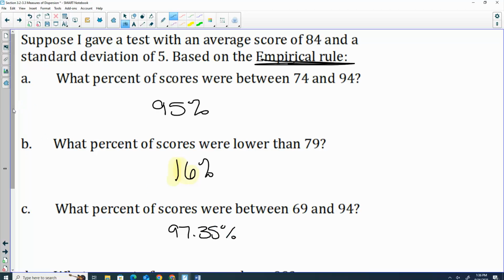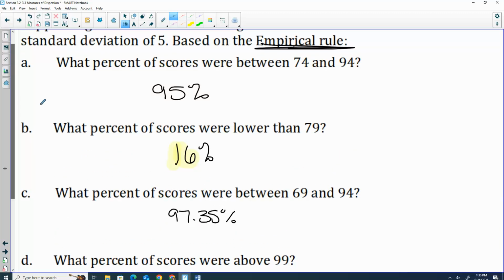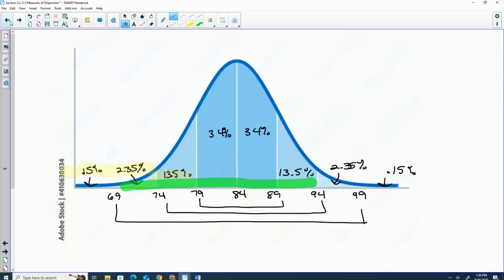So this question would be really hard without the diagram. But if you just fill in your diagram, it's not so bad. What percent of scores were above 99? 0.15.